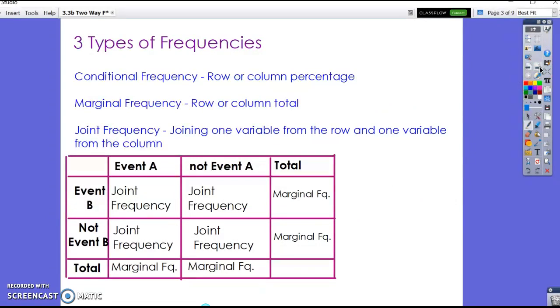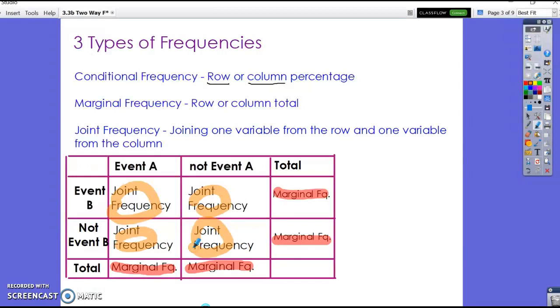There are three types of frequencies we're going to talk about. The conditional frequency will specify if it's conditioned upon the row or the column percentage. Remember, horizontal is rows, vertical is your columns. The marginal frequency is the row or column total. When we're looking at the marginal frequency, we're looking at the margins, the sides. If you think about a sheet of paper, the sides are the same as the margins. And the joint frequency is those four middle values, where your event A and event B, not event A, not event B, are intersecting.